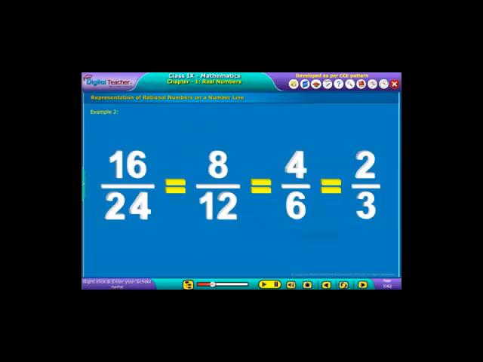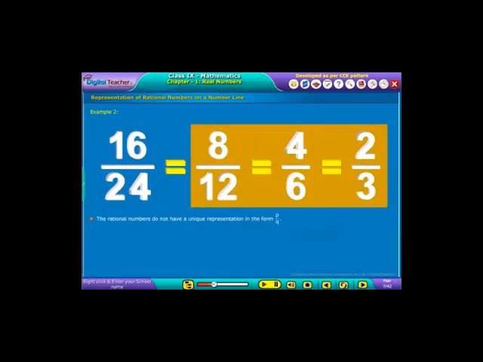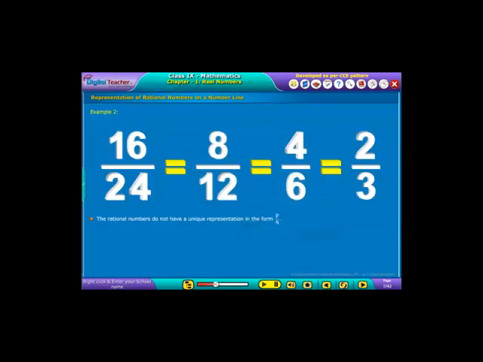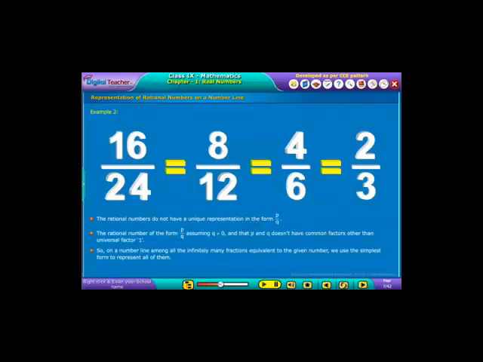Thus, from examples 1 and 2, we conclude that the rational numbers do not have a unique representation in the form p/q. And also we observe that the rational number of the form p/q, assuming q not equal to 0, and that p and q don't have common factors other than the universal factor 1. So, on a number line, among all the infinitely many fractions equivalent to the given number, we use the simplest form to represent all of them.